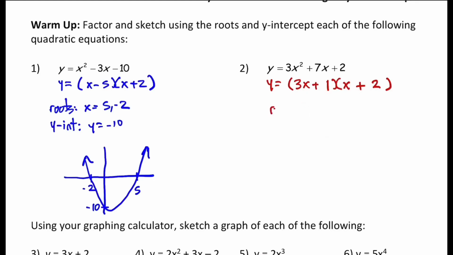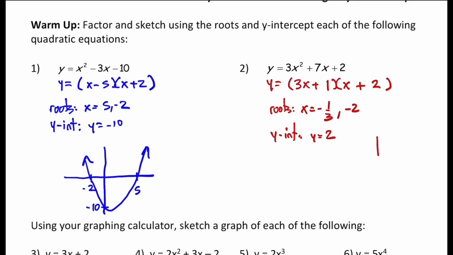Okay, so my roots, it's going to be x equals negative 1/3 and x equals negative 2. And my y-intercept, which again is found right here. Why? Because we set x equal to 0, and what we're left with is a positive 2. So y equals 2.